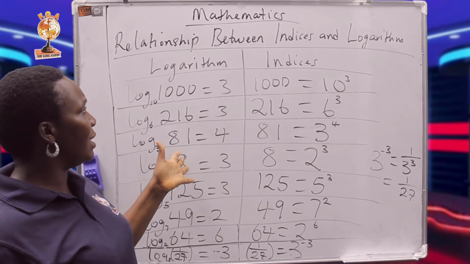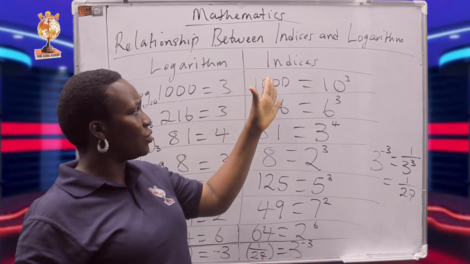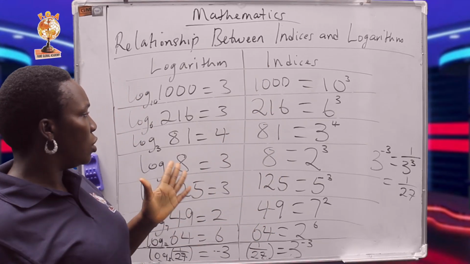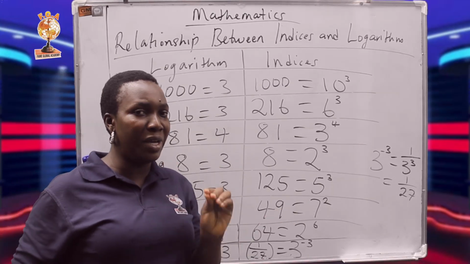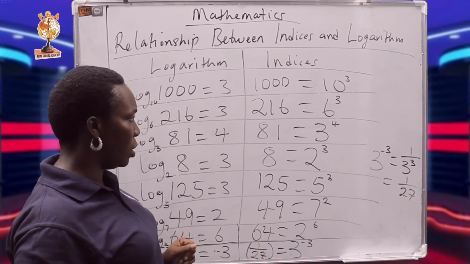So anytime you are given any logarithm equation and you are asked to write it in index form, you should be able to do that. Just know that the logarithm itself will be equal to the base raised to the power of the answer. That is the procedure in all of them.